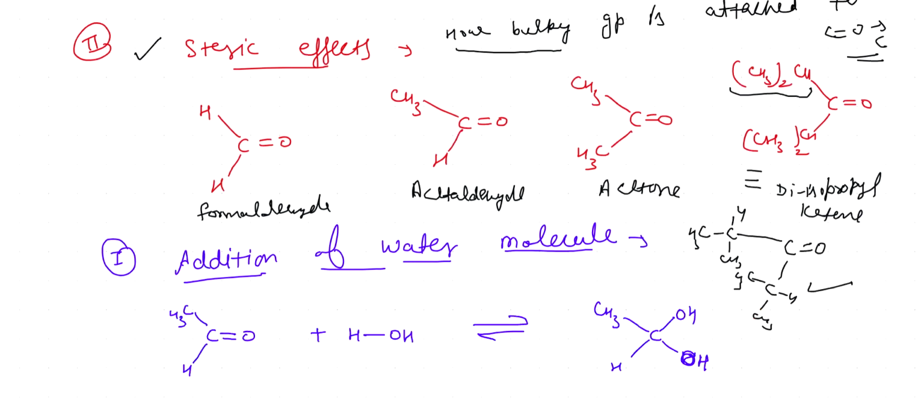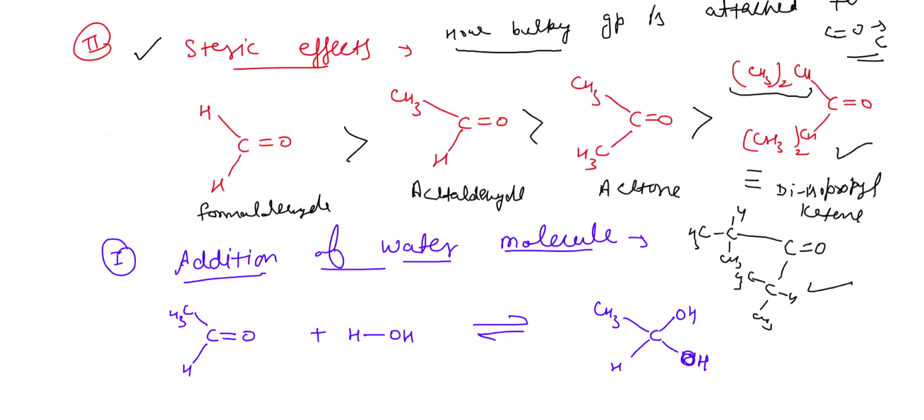So by looking at these molecules, we can say that the fourth one is more bulky in nature because it is attached with larger groups. The third one is less bulky. The second one is also less bulky. The first one is not bulky in nature. So that's why formaldehyde is more reactive than other aldehydes and ketones.